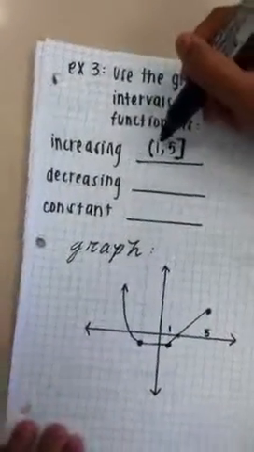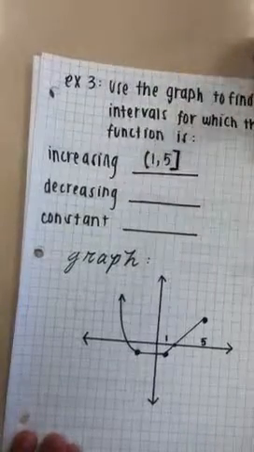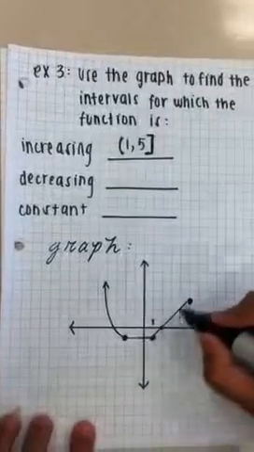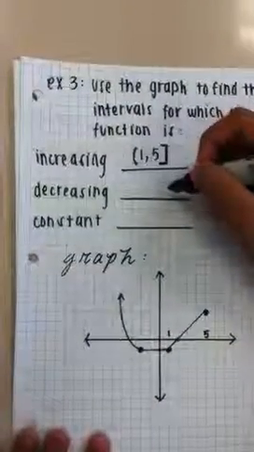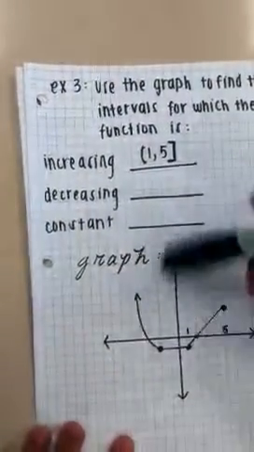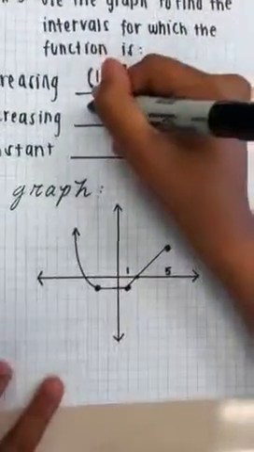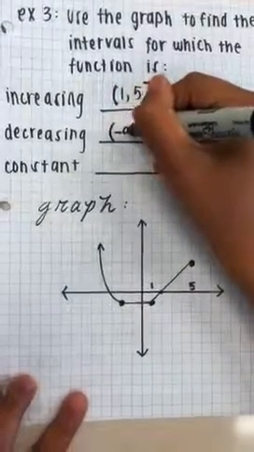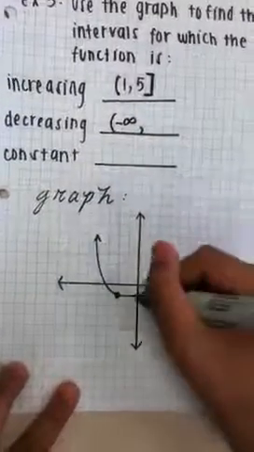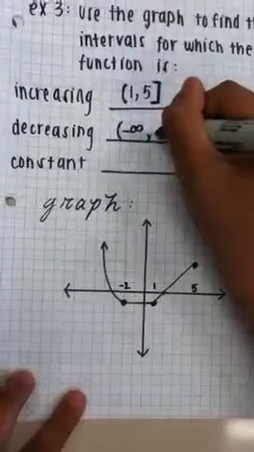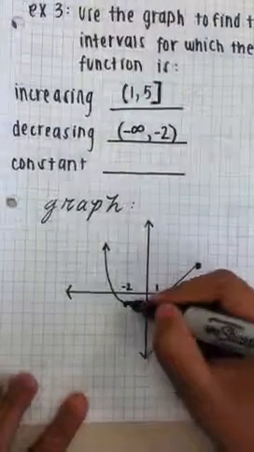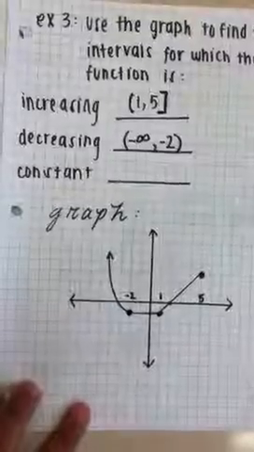So we know that the interval will be 1 to 5 for increasing because it's going up this way. For decreasing, there are infinite points on this side of the graph. So the first interval will be negative infinity because it's going in a negative direction, and negative 2. Negative 2 will also have an open parenthesis because this is a shared point between two lines.